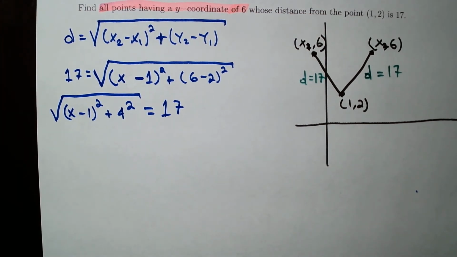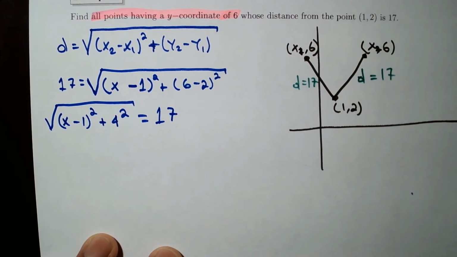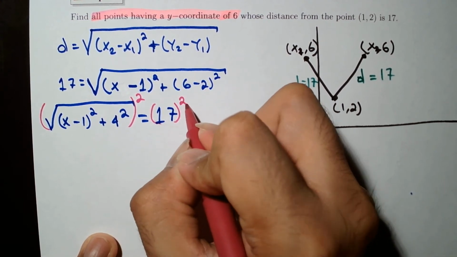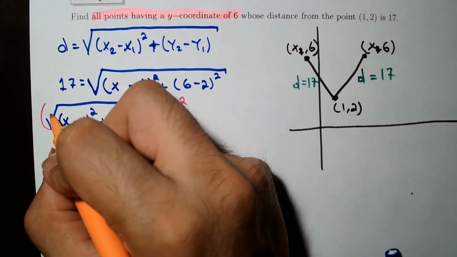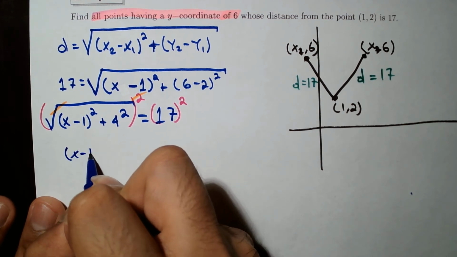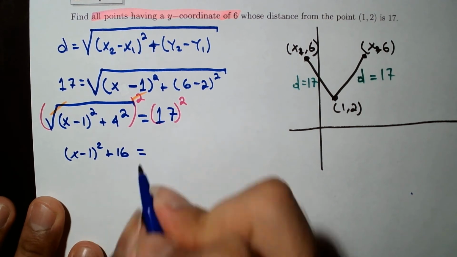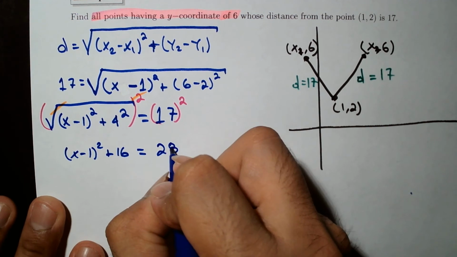The first thing that I'm worried about is this huge radical. So in this case, we are going to do the opposite of taking the square root, which is to square both sides. So we cancel the radical with the square, and we get x minus 1 squared plus 4 squared, which is 16, equals 17 squared, which equals 289.